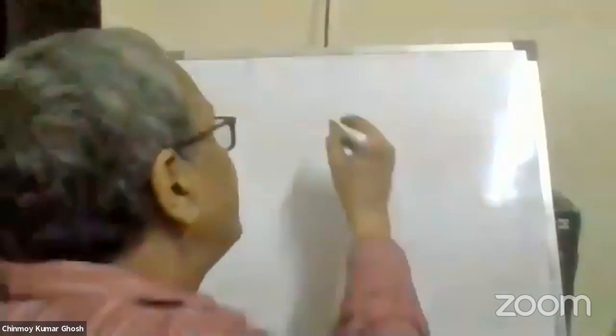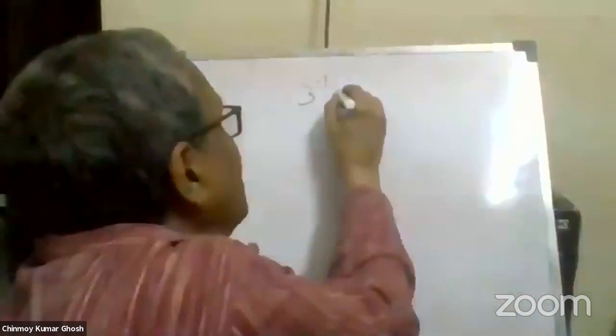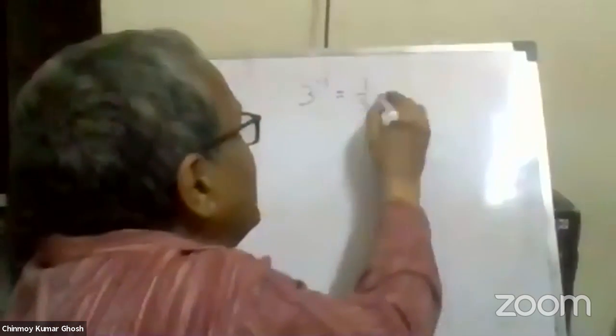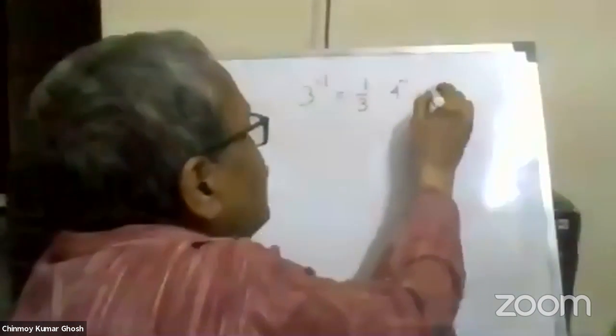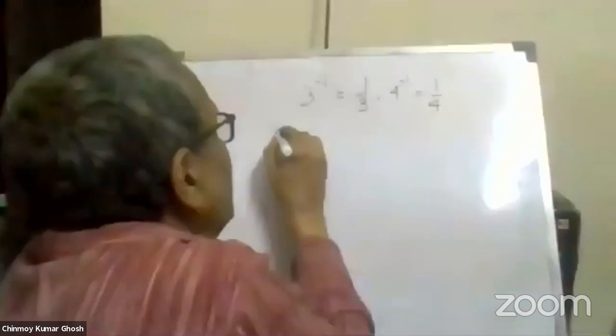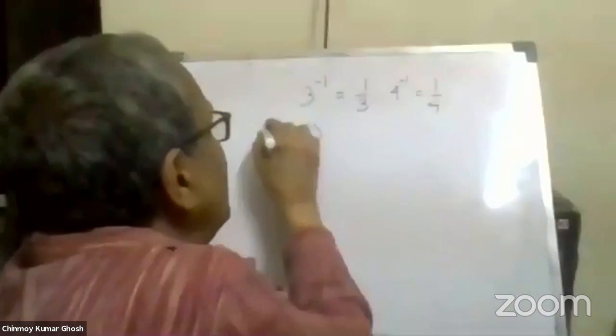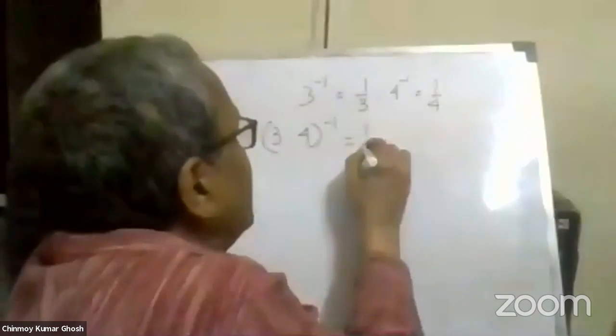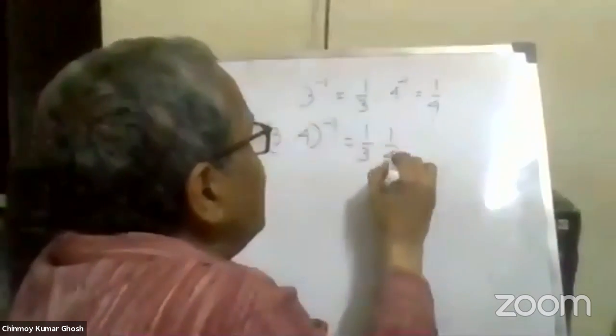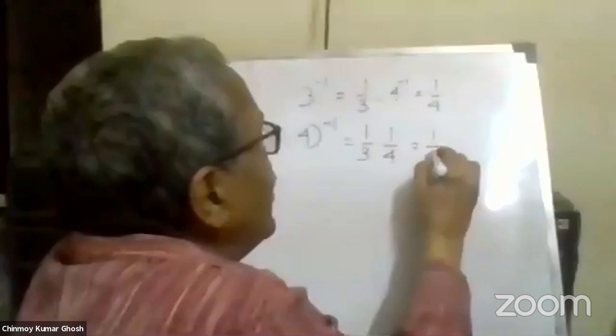Yeah, my vision was very simple. Say 3 to the power of minus 1 is 1 by 3. 4 to the power of minus 1 is 1 by 4. So 3 into 4 to the power of minus 1 is 1 by 3 into 1 by 4, or 1 by 4 into 1 by 3, isn't it? That means you are asking whether these things are commutative or not. Yes, the order does not hold, so these two cannot be equated.